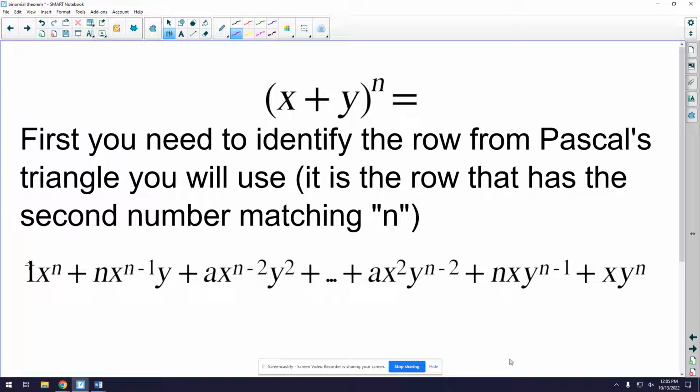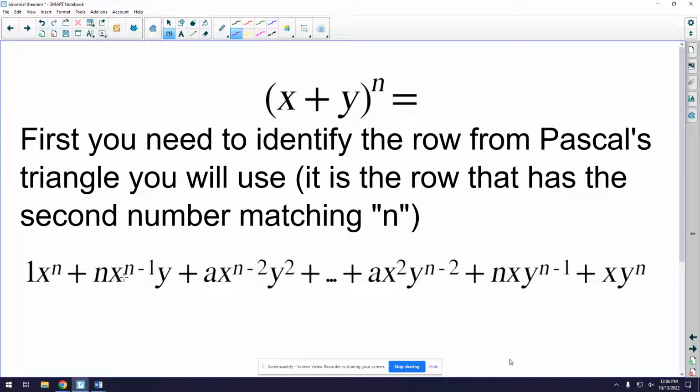The first one's always going to have a 1 on it, right? Pascal's triangle starts and ends with 1. And you'll take your first term to the nth power, whatever n is. If it's 5, you use 5. Now, these n's and a's, as you keep going, are going to come from Pascal's triangle.